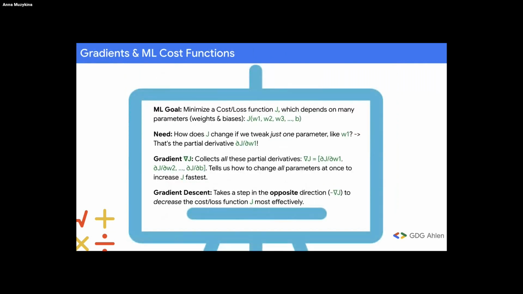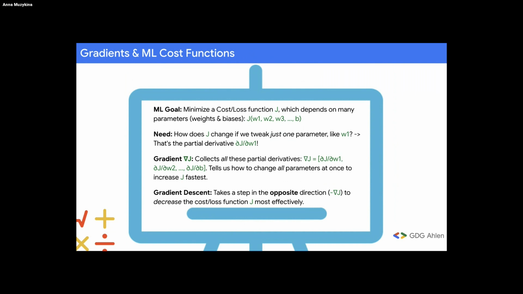Now, why is this gradient concept so fundamental to machine learning? Think about training a typical machine learning model, like a neural network. The goal is to adjust the model's internal parameters, its weights, let's call them V1, V2, V3, etc., and biases, let's call it B, so that the model makes good predictions.